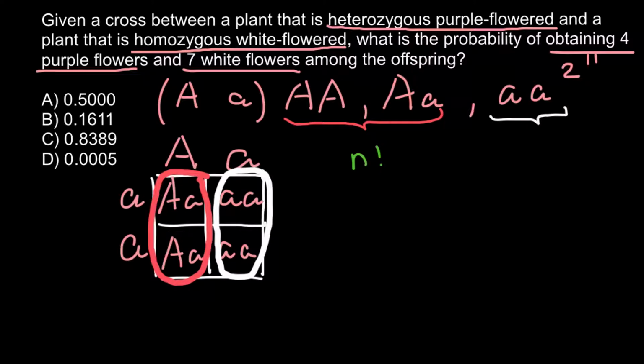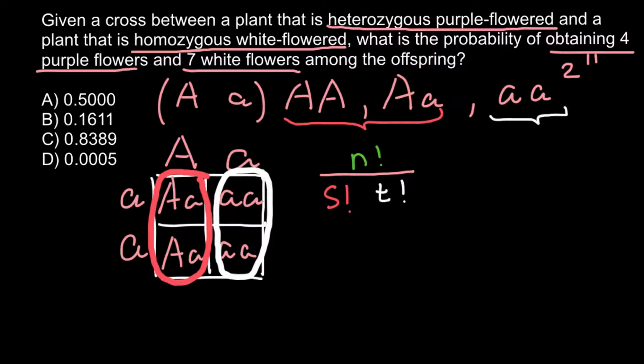And n here stands for the total number of events, so 4 plus 7, so 11 here, divided by the total number of the first variant of events. So the first variant of events would be 4 purple flowers, so divided by s factorial, where s stands for the first variant of events, the purple flowered plants, and divided by the second variant of events, which is white flowered plants, so t factorial, and multiplied by the frequency of the first type of events.